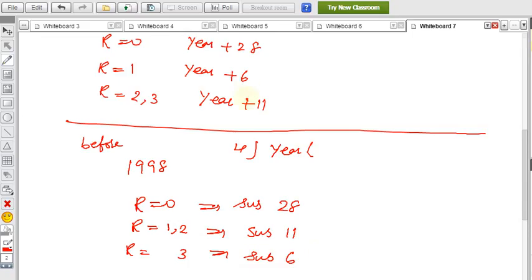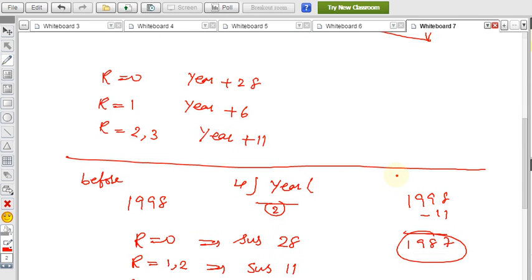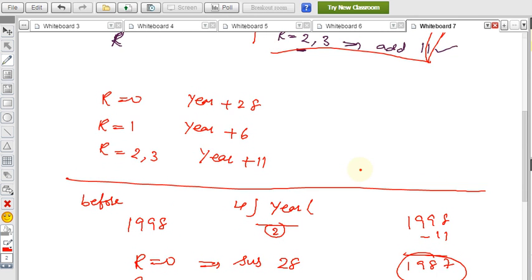So 1998, if we divide by 4, we get remainder 2. So for 1 or 2, subtract 11. So before 1998, minus 11, gives 1987, which also has the same calendar. So this is a simple technique for finding the years with the same calendar, using addition and subtraction.